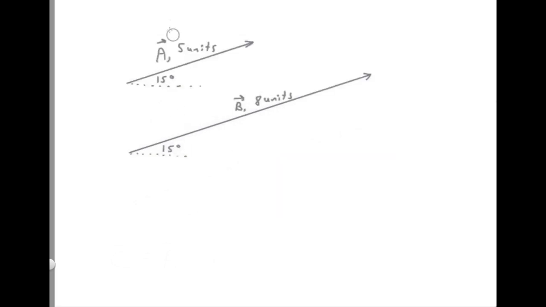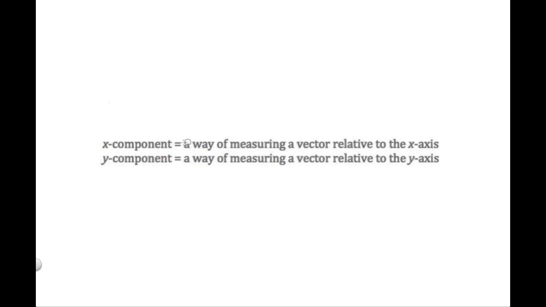Notice that these two vectors have different magnitudes, but they have the same direction. Now, what are components? Well, the x component is a way of measuring or representing a vector relative to the x-axis. And the y component is a way of measuring or representing a vector relative to the y-axis. So we can see right from the beginning that components are meaningless unless you specify your axes. Anytime you're dealing with components, you have to have a specific set of x and y axes that you're dealing with.